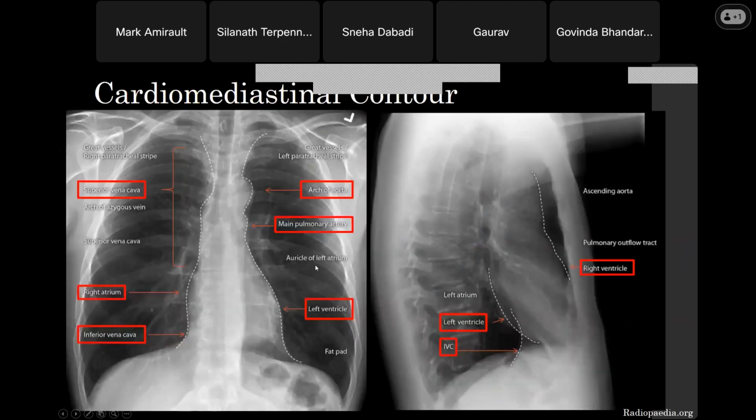And here's a better diagram for showing that. We see our right atrium, inferior vena cava, left ventricle, and this little bump showing the main pulmonary artery. Sometimes when that's enlarged, you can talk about an enlarged pulmonary artery and diseases associated with that. On the lateral view, you can get a good view of the cardiac border as well. Posteriorly you get the left ventricle, anteriorly the right ventricle. You can also get a decent look at the aorta and the IVC.